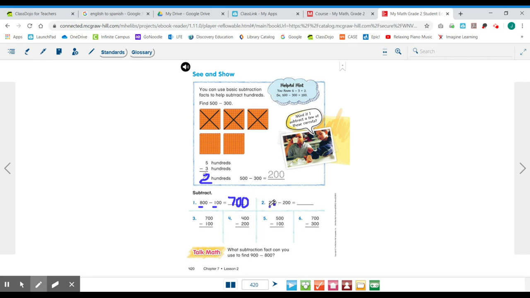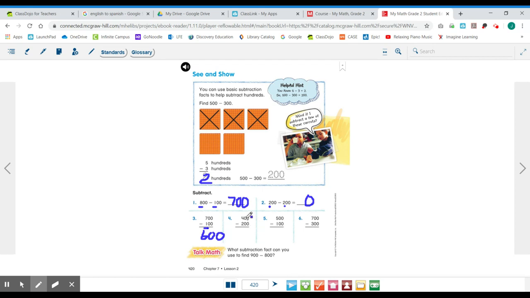Now let's try 200 minus 200. If I think about 2 minus 2, I would have 0. So my answer is nothing. 200 minus 200 equals 0. Number 3, 700 minus 100. So I'm going to think about 7 minus 1. 7 minus 1 is 6. So I'm going to put my zeros back in. So 700 minus 100 is 600.